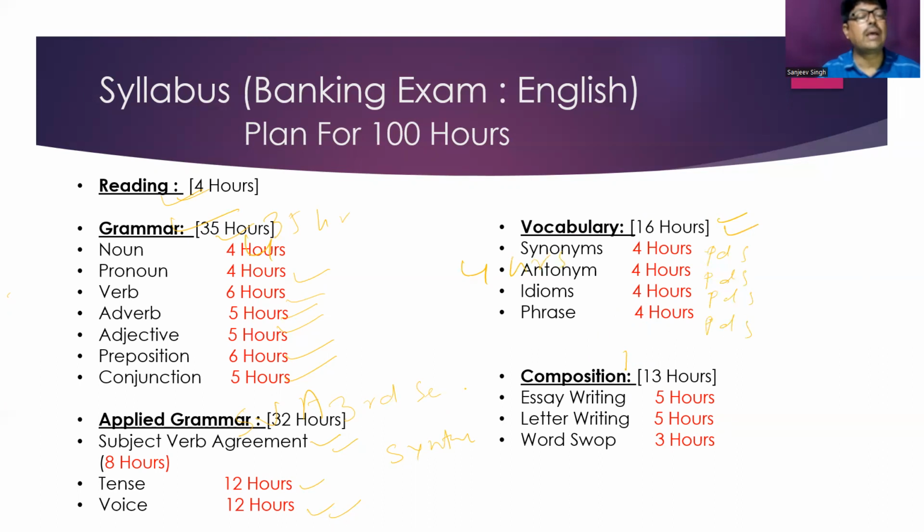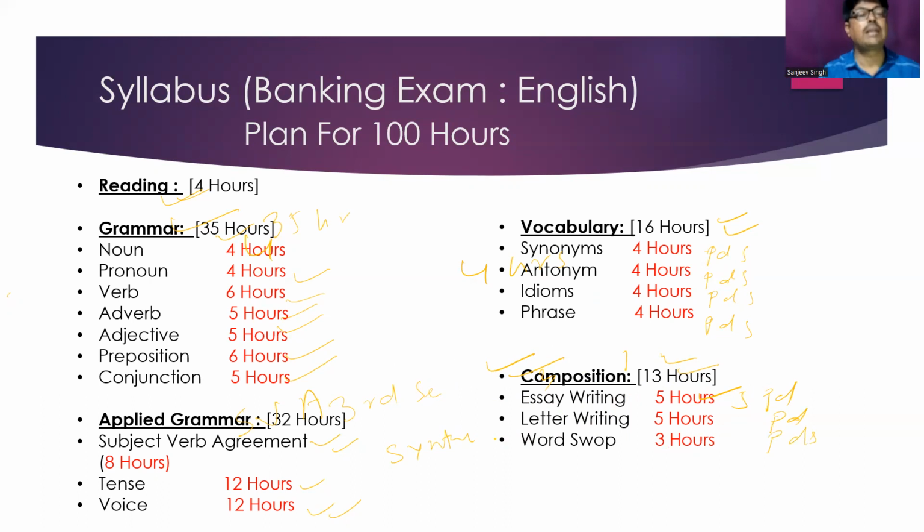Regarding composition, it would take around 13 hours. Essay writing would be 5 hours, that means 5 periods. Letter writing would be 5 periods. And word swap would have 3 periods. So this is the major content, the syllabus.